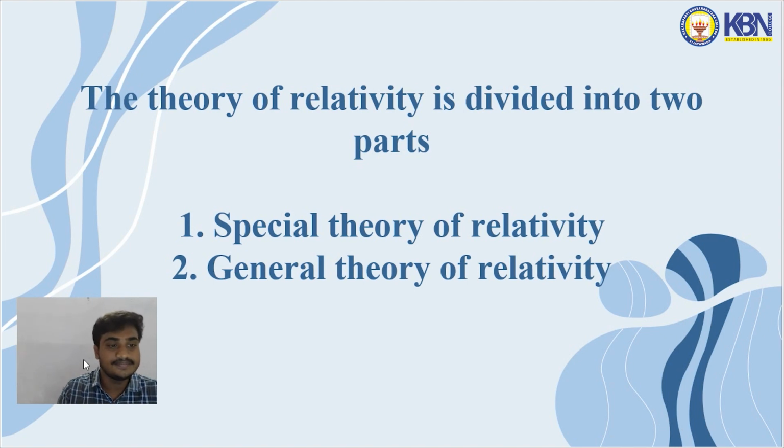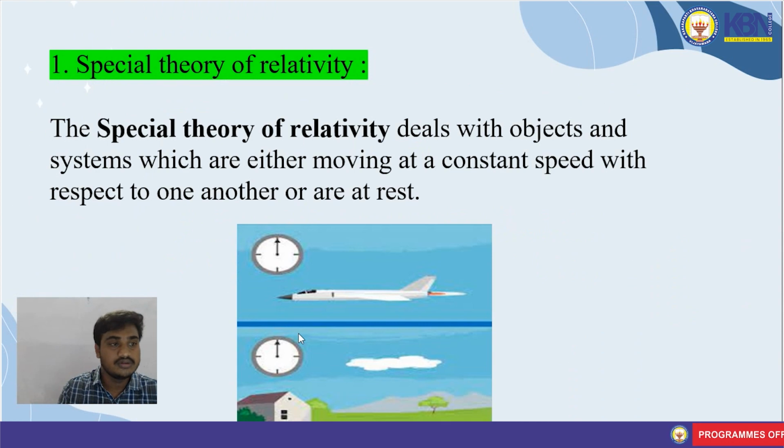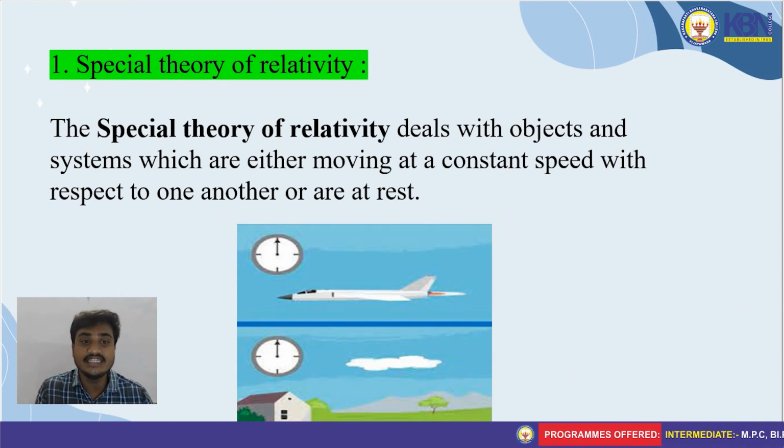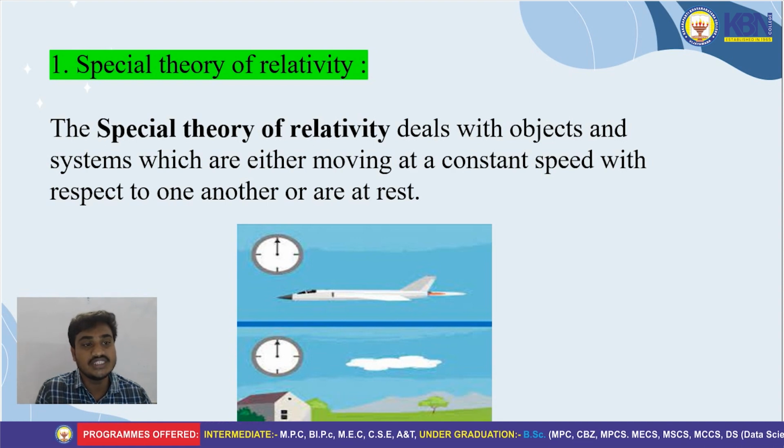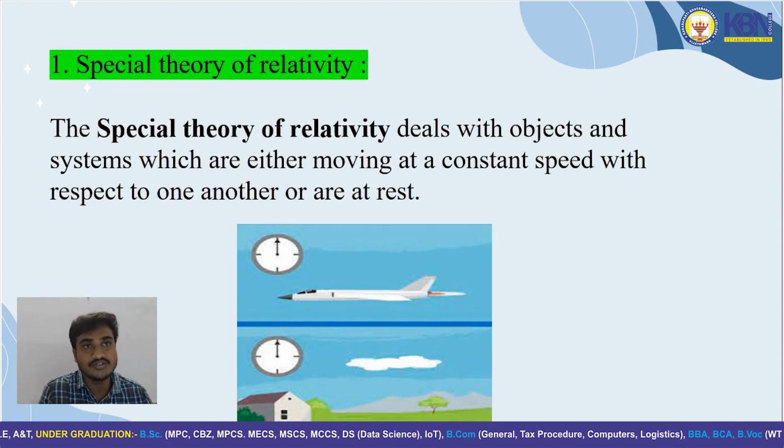Special theory of relativity. The special theory of relativity deals with objects and systems which are either moving at a constant speed with respect to one another or at rest. Here we can see an example below; the picture shows an example of the special theory of relativity.